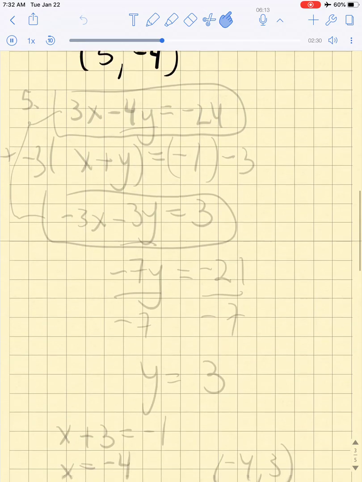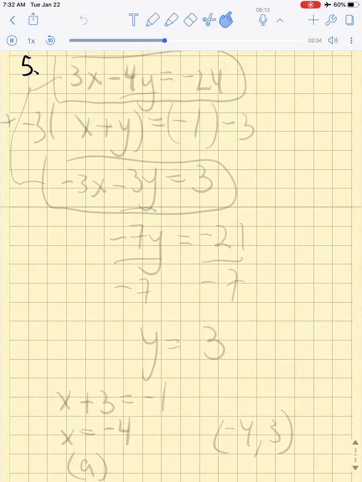For number 5, we have 3x minus 4y equals negative 24. The second equation is x plus y equals negative 1. So you can do many things here. You could do elimination, you could do substitution. Let's try elimination. So I'm going to multiply the second equation by negative 3.